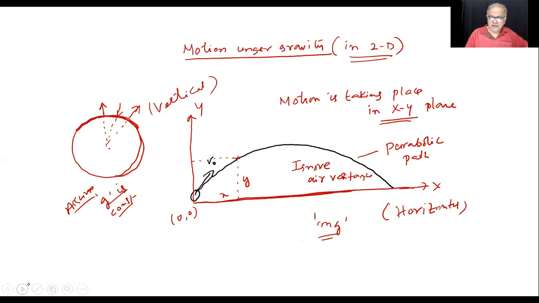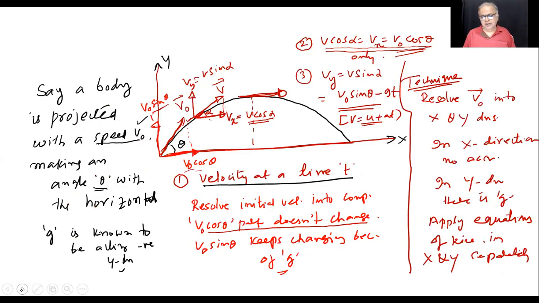We discussed something like this yesterday. A particular kind of a projectile that you throw from the ground this way, making some angle either with the horizontal or with the vertical. And we've understood many things there. Given the initial velocity, what do you mean by given initial velocity? You are given v0 and theta, and g is already known. So taking these initial conditions, how can you study the motion of the body?